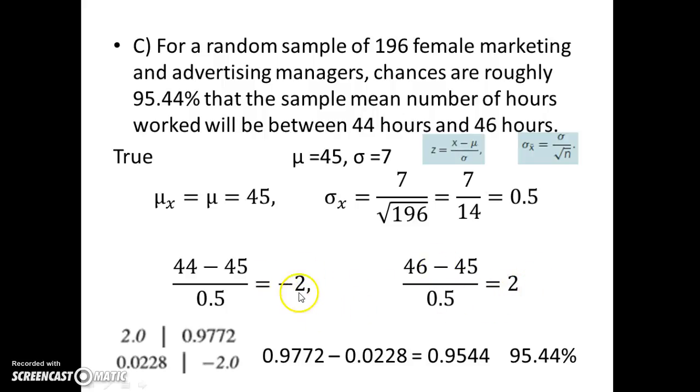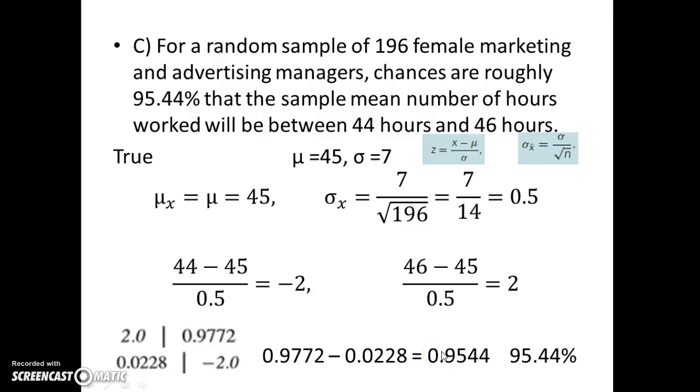And when we go to the table, the area to the left of 2 is going to be this number, and the area to the left of -2 is this number. And when you subtract the number for -2 from the number for 2, you get the area between these two z-scores. So the area between these two z-scores is going to be 0.9544. And yes, this is the area.